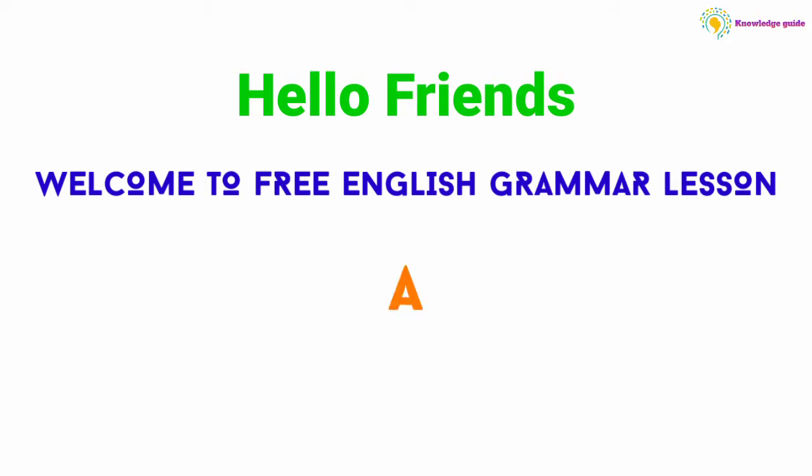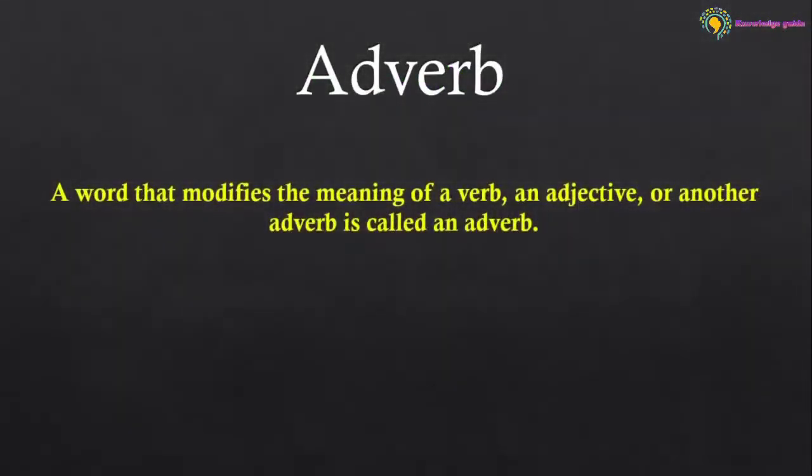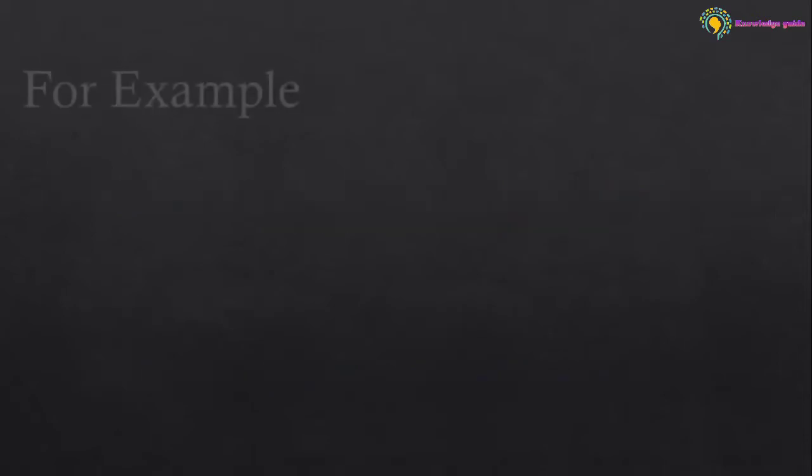Today we will learn about adverbs and their different kinds. So come, let's start. What are adverbs? Adverbs are words that modify the meaning of a verb, an adjective, or another adverb. Let me give you some examples. For example: clearly, already, twice, hardly, brightly, once, etc. All these are adverbs, okay? We will learn them in sentences with examples.